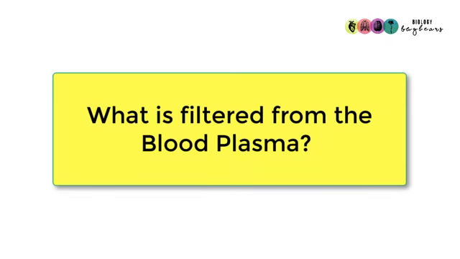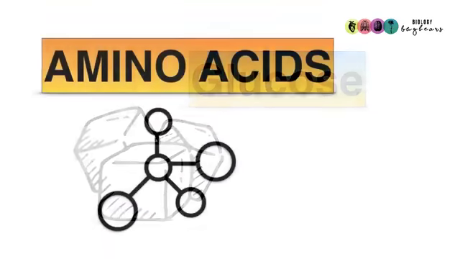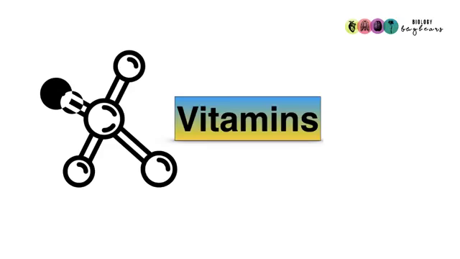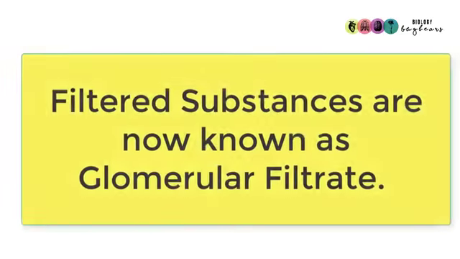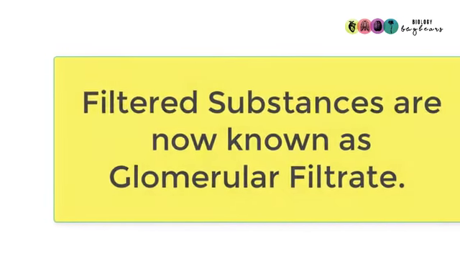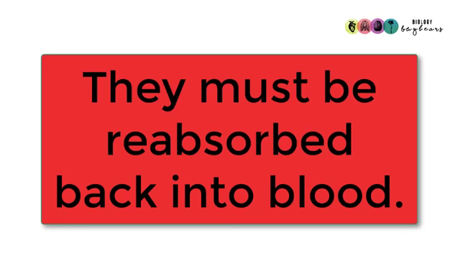So what exactly gets removed or filtered from the blood plasma? Water, salt, glucose, amino acids, urea and vitamins are just some of the substances that are forced out of the blood plasma through the walls of the glomerulus. Now, the big thing about this is that the body does not intend to get rid of all of these substances, and so they need to be reabsorbed, taken back into the bloodstream very quickly.